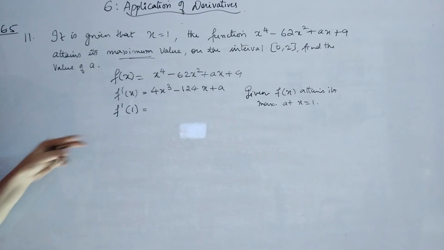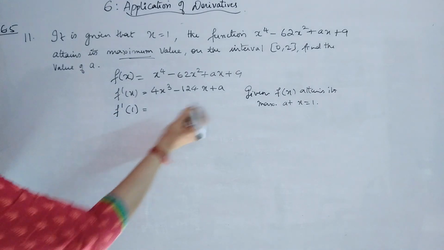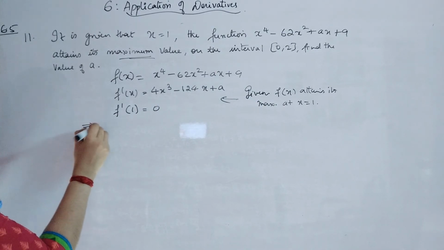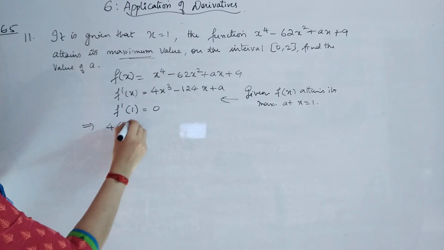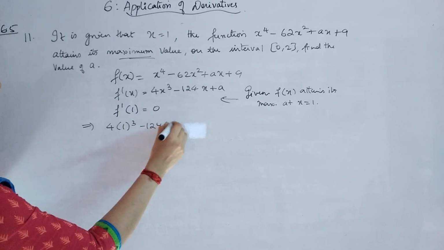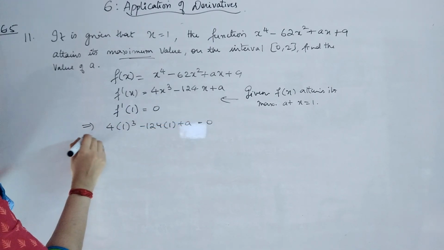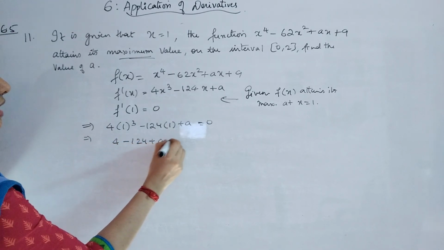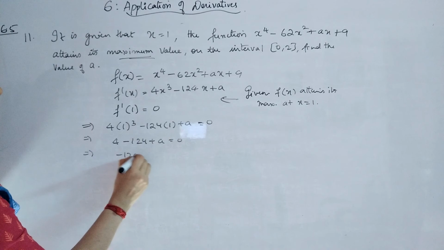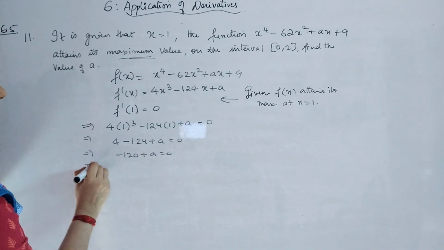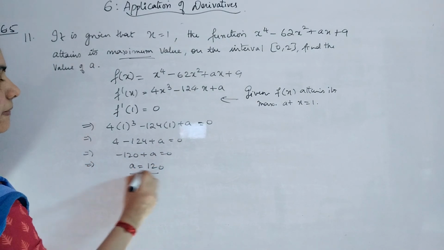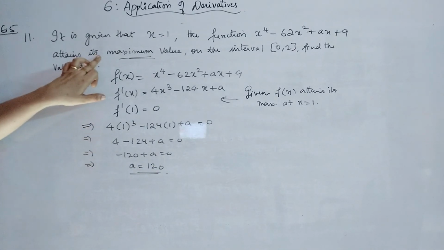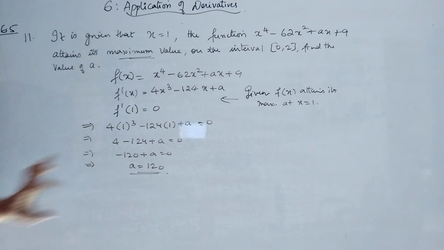So f dash of 1 is actually 0, right? Since you have been given this, you can say that f dash of 1 is 0. Now what is f dash of 1? 4 into 1 cube minus 124 into 1 plus a will be equated to 0. So you will get 4 minus 124 plus a equal to 0, or minus 120 plus a equal to 0. That will give you a as 120. So this is very simple, right? You have to use the concept of maximum value. That will give you this. Clear?